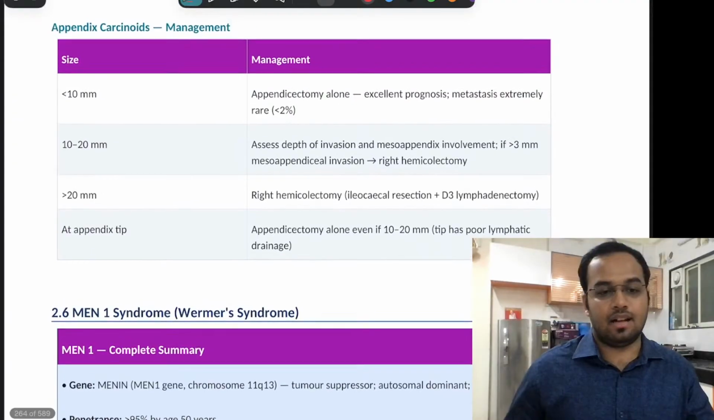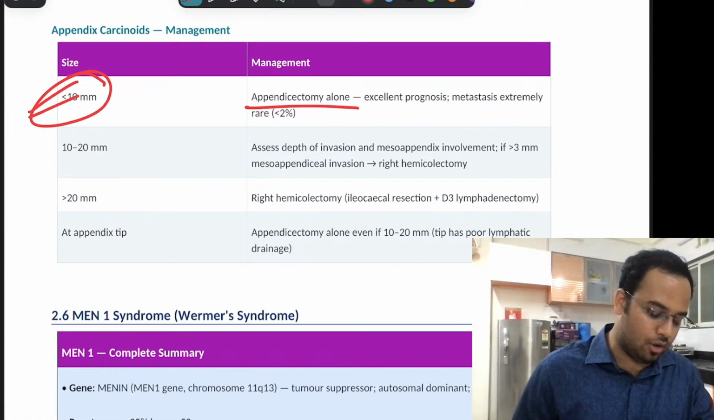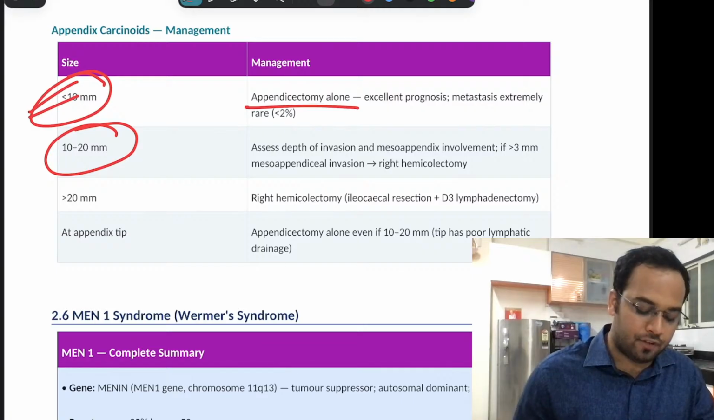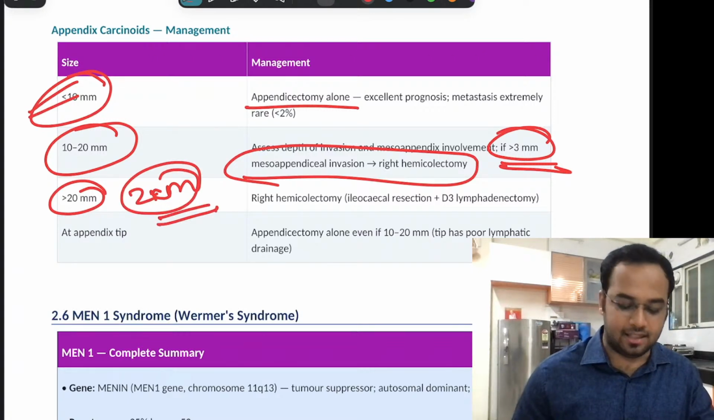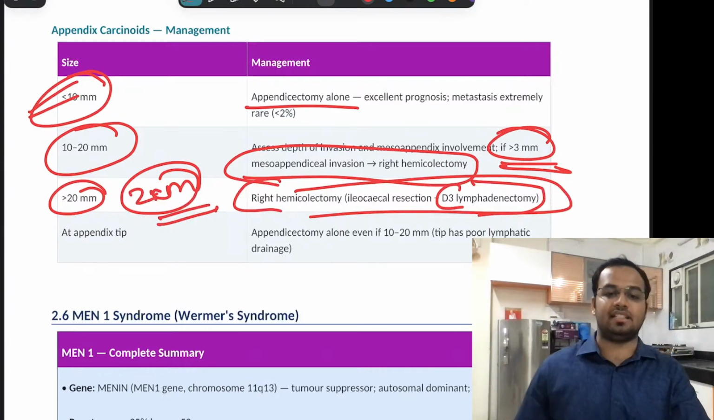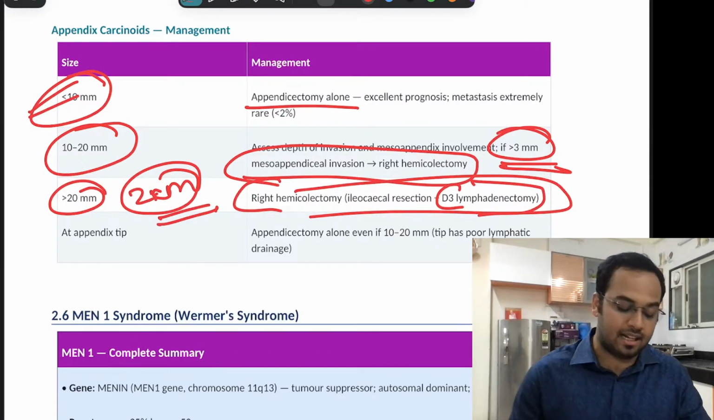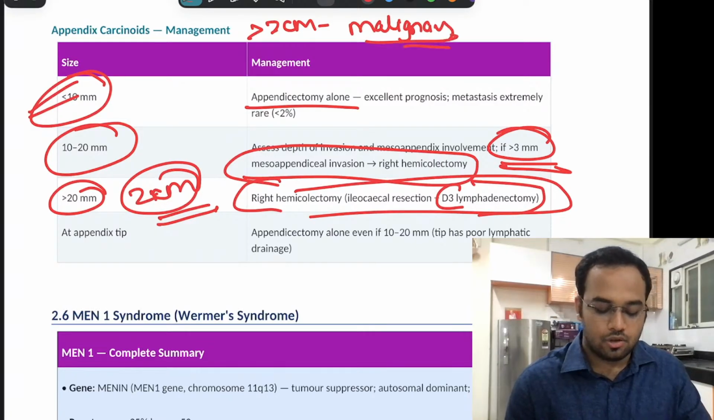Whenever a carcinoid is present in the appendix, if it is less than 1 centimeter, appendicectomy alone. For 1 to 2 centimeters, look at the depth of invasion; if it is more than 3 mm, you have to go for a right hemicolectomy. Any carcinoid more than 2 centimeters has a high prognosis of malignancy, so you are going to go for a right hemicolectomy with D3 lymphadenectomy, because it is going to metastasize to the lymph nodes as well. Pancreatic carcinoids more than 2 centimeters are also an indicator of malignancy. So here it is malignancy.